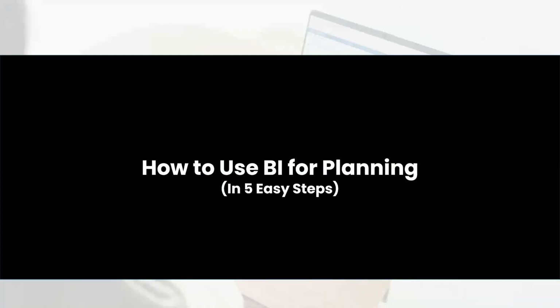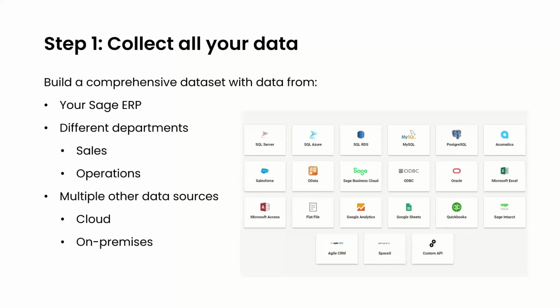Now, let's get into how to use BI for planning. Like I said before, it's very difficult to make plans for the future when you don't have information in terms of what's happened in the past and what's happening today. So the first step is really to collect all of your data, which is something that a BI like Sage Enterprise Intelligence will enable you to do in a multitude of ways.